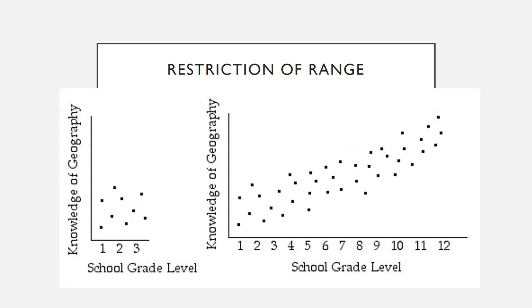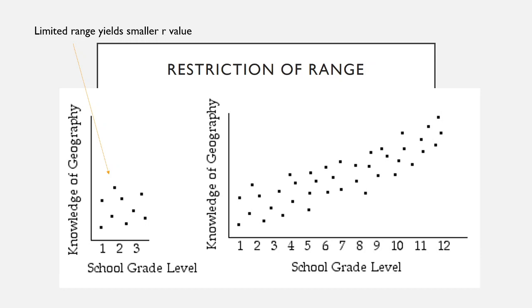To give you an example of what this might look like, here are two scatter plots that depict the correlation between grade school level and knowledge of geography. If you look at the scatter plot on the left, that cloud of dots definitely does not tell the story of a particularly strong relationship between grade level and knowledge of geography. It seems like it would be a pretty small correlation if we analyzed that data. It might still be positive, but we might conclude that there's no real relationship between grade level and geography.